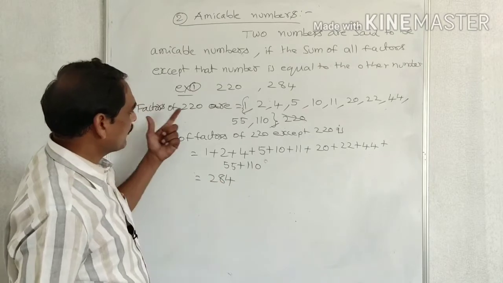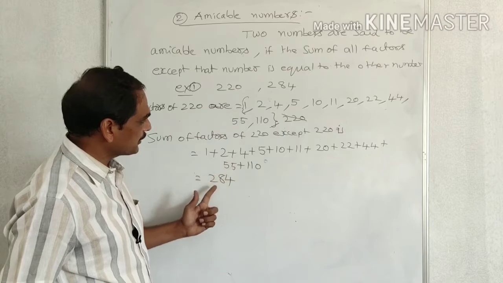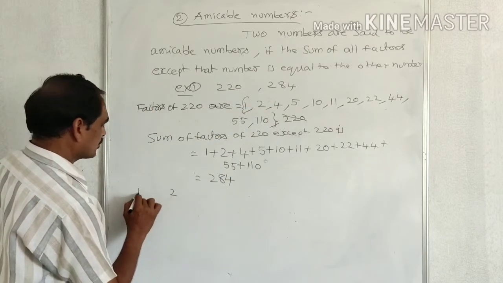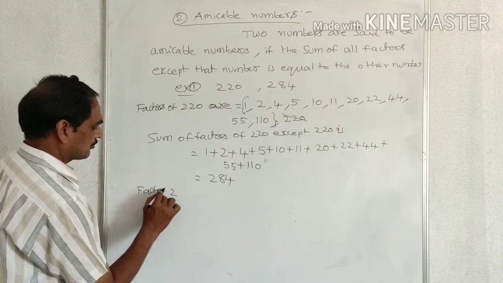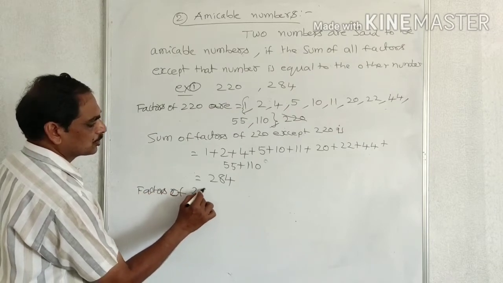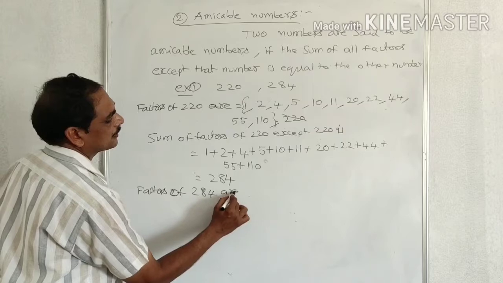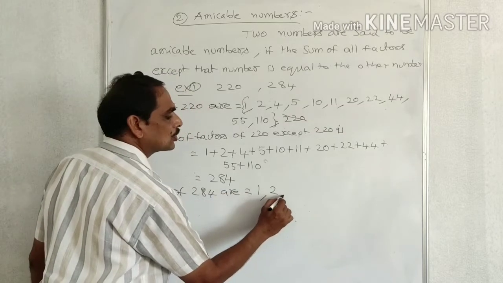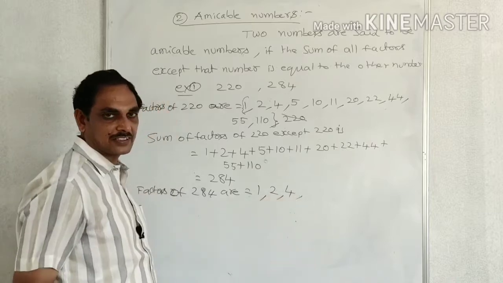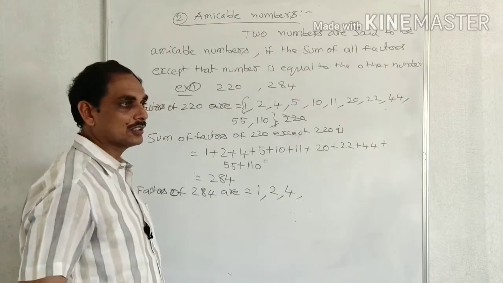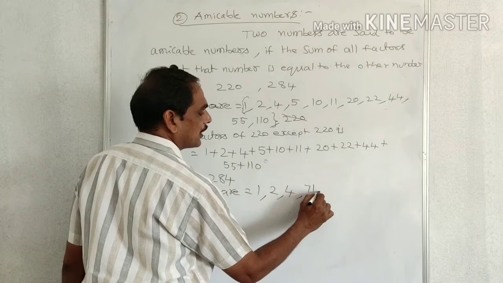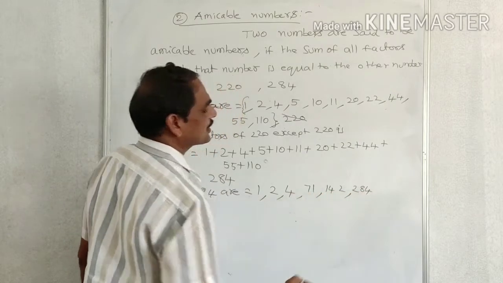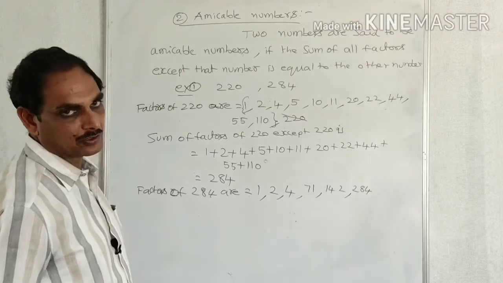So, the sum of the factors of 220 except that number is equal to 284. Similarly, we write the factors of 284. The factors of 284 are 1, 2, 4, 71, 142 and 284. These are the factors of 284.